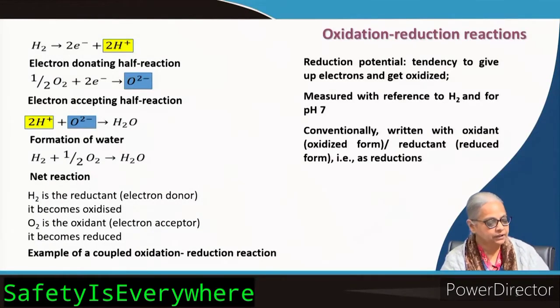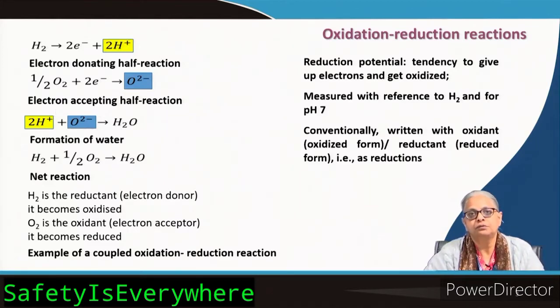So let's revise a little bit about oxidation reduction reactions, just in case you have forgotten. Here we have hydrogen, and the half reaction for hydrogen is 2 protons and 2 electrons. So this is called the electron donating half reaction. And then we have oxygen. When oxygen picks up these electrons, this becomes the electron accepting half reaction.